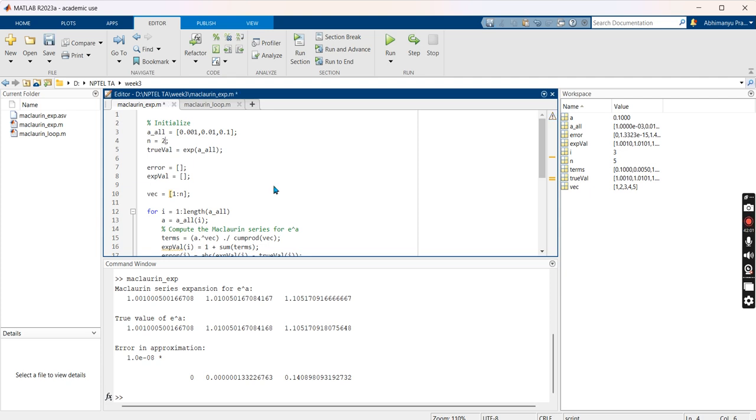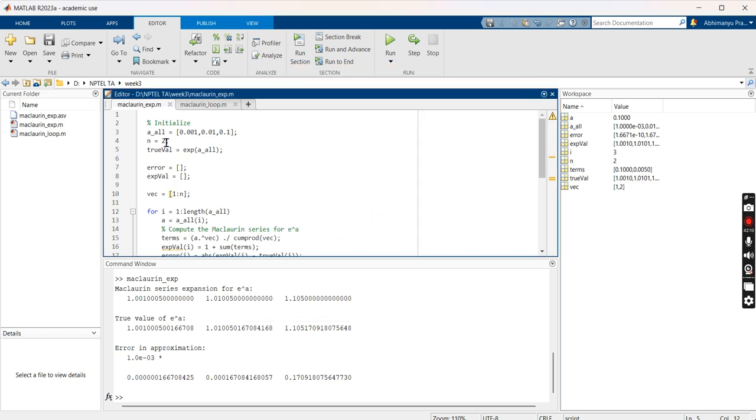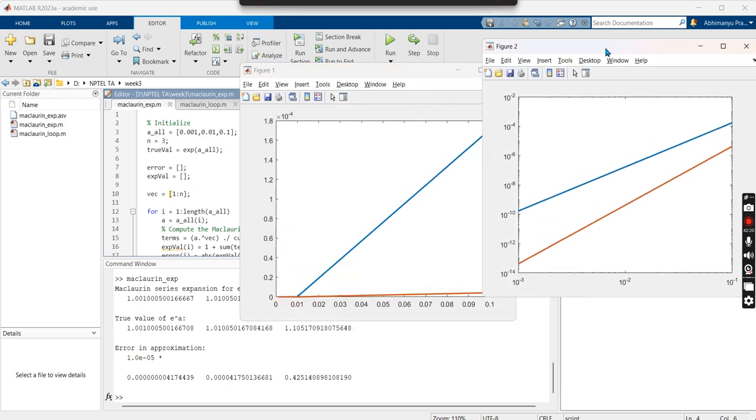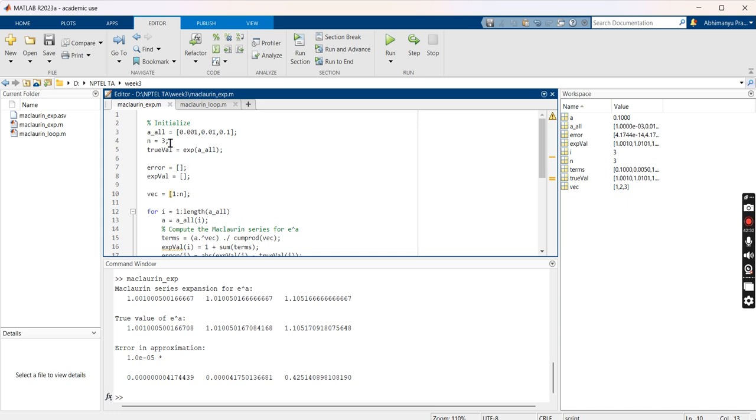So let us first try to do it for n is equal to 2. So this is for n is equal to 2. Now on the same plot for n is equal to 3. So the bottom one is for n is equal to 3. And then for n is equal to 5.